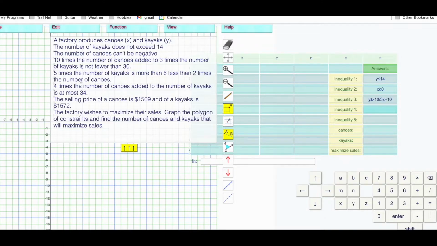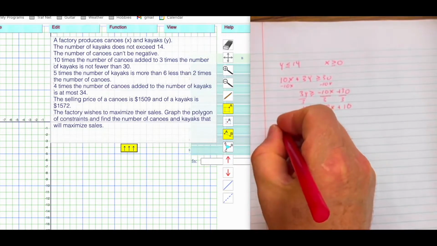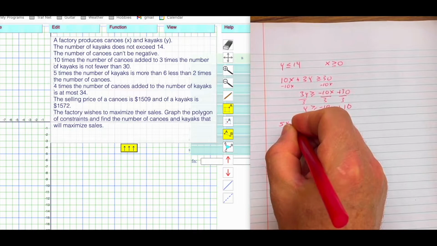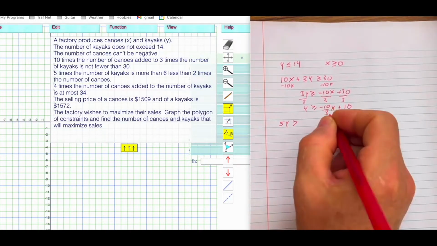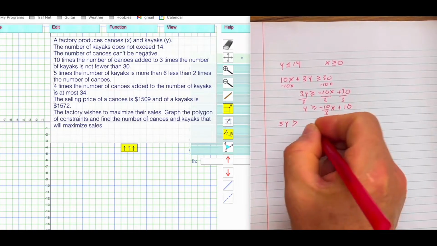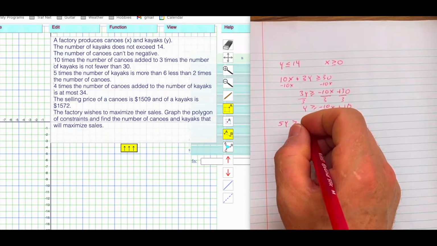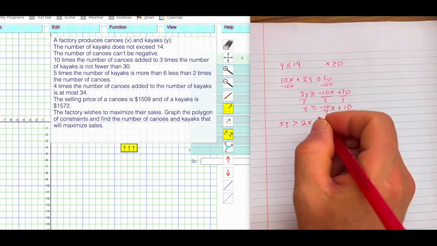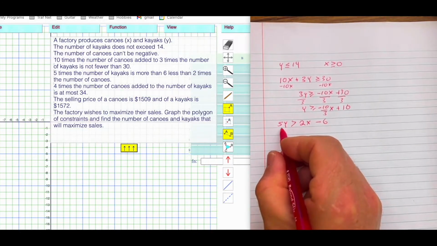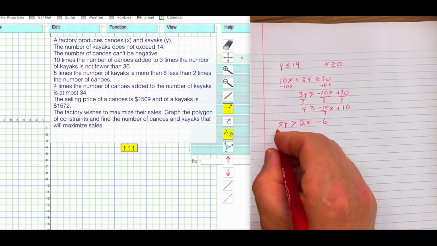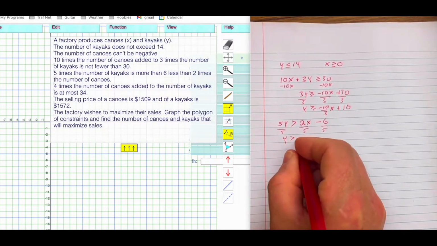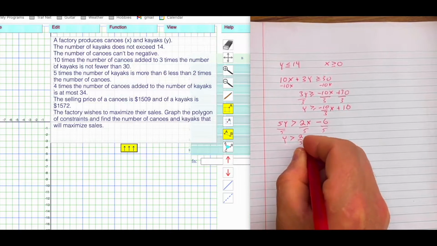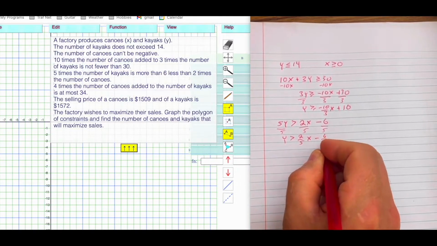Inequality number 4. 5 times the number of kayaks, that's 5y, is more than, is greater than, 6 less than something. Something minus 6. Less than what? 2 times the number of canoes, 2x. Now I want to get the y all alone. The 5 is stopping that from happening. The 5 is multiplying the y. I'm going to divide each term by 5. We get y is greater than 2 over 5 x minus 6 over 5.